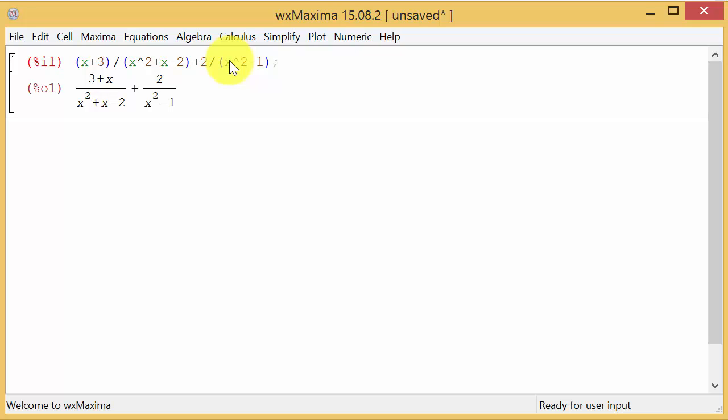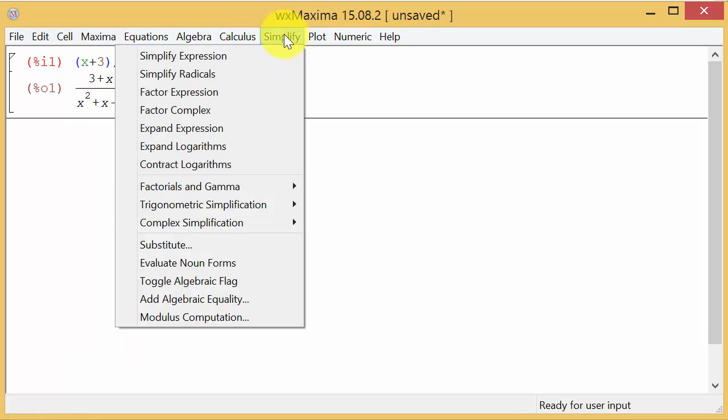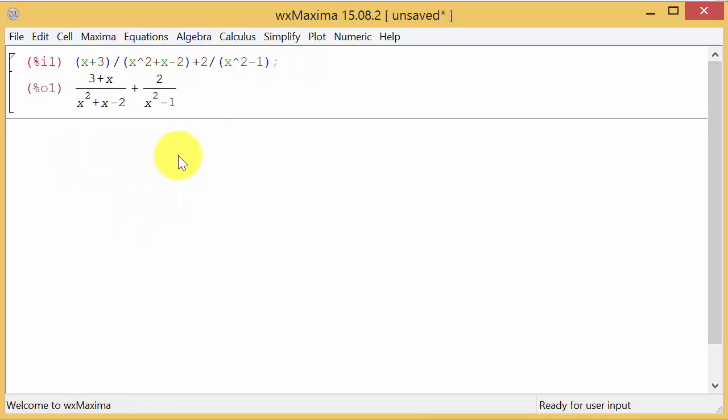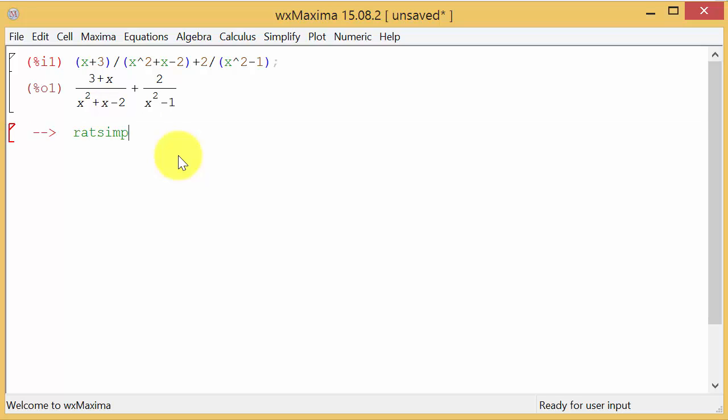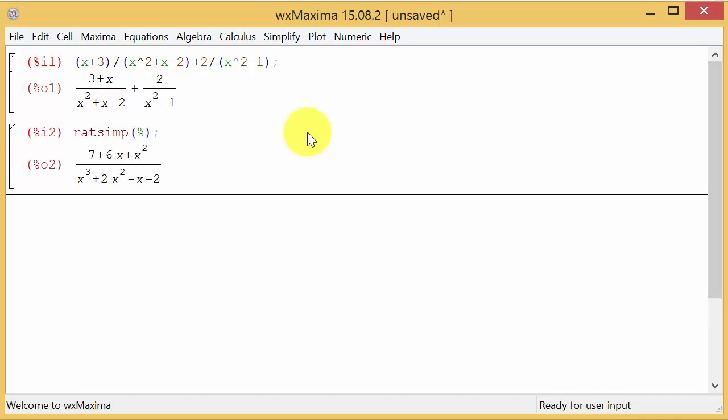Okay, it didn't do anything. So what we need to do is use a command. If you wanted to, you can come up here to simplify and simplify expression. But what I'll do is just type in the command ratsimp, parentheses. Now we could retype this in, but instead, if I use the percent symbol, it recalls the last output that wxMaxima gave you. So the percent sign will recall this, and then I hit enter, and that gives me this answer here. Basically it's saying it doesn't reduce anymore.